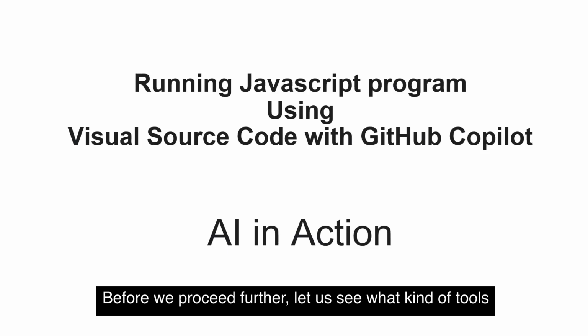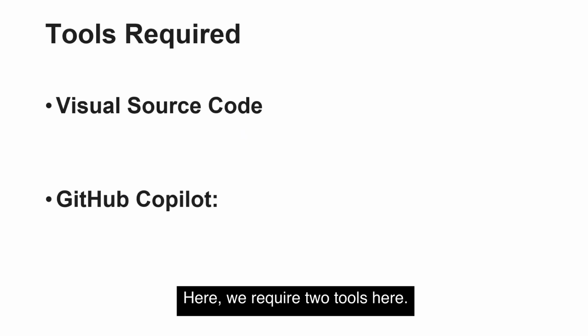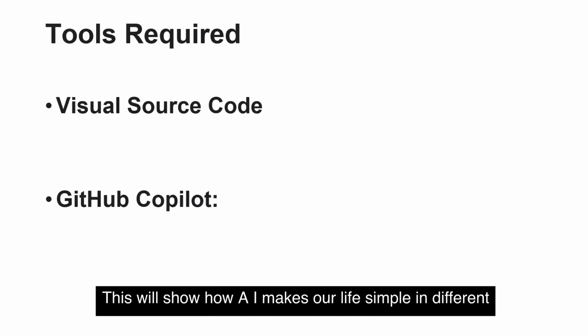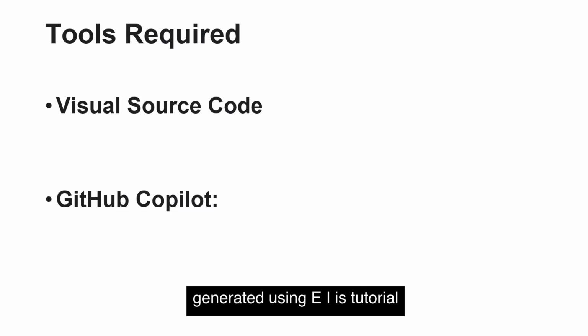Before we proceed further, let us see what kind of tools we require here. We require two tools here, Visual Source Code and GitHub Copilot, which is again an AI tool. This will show how AI makes our life simple in different walks of life. And this is one aspect where we would see how code is generated using AI.